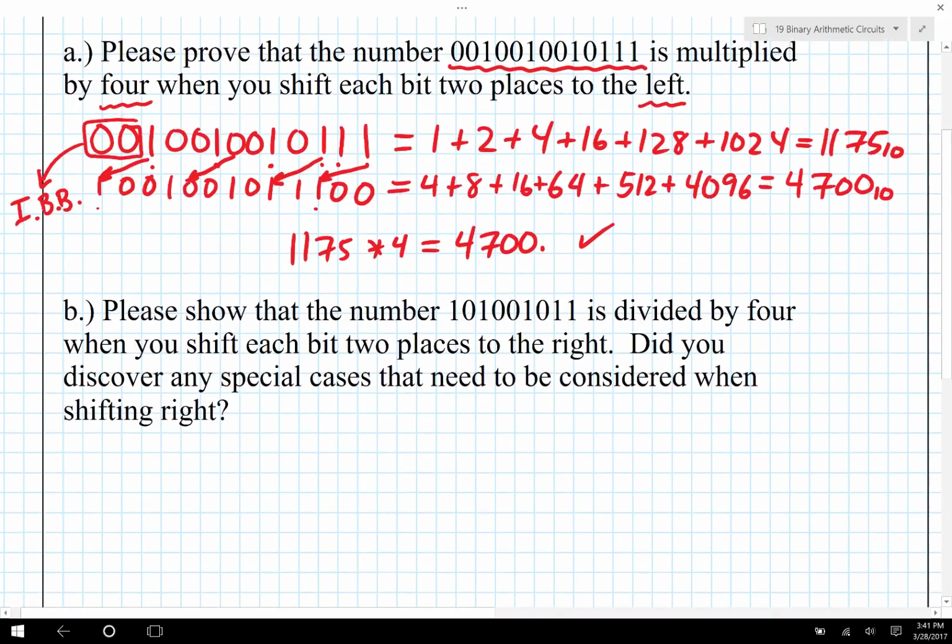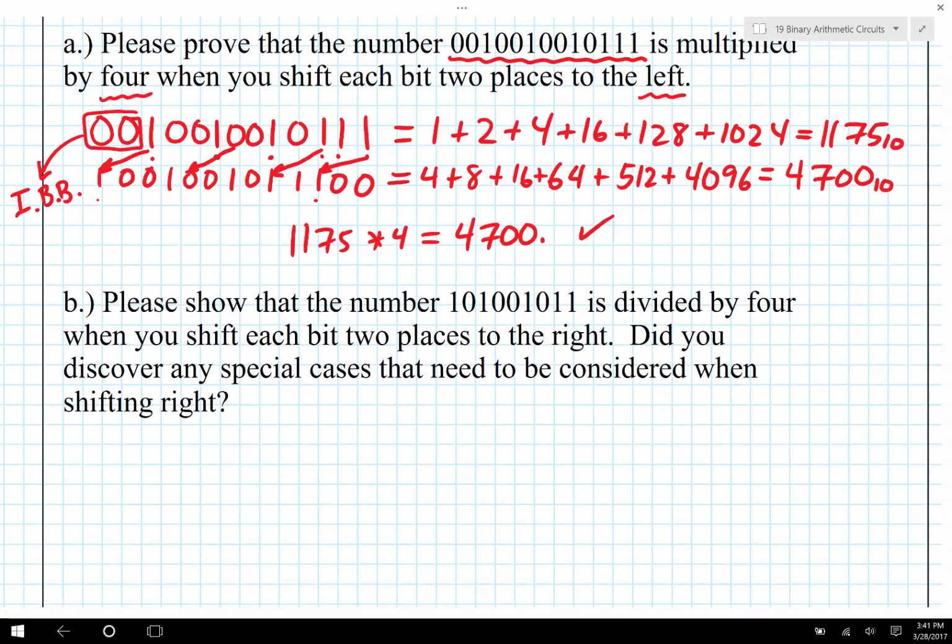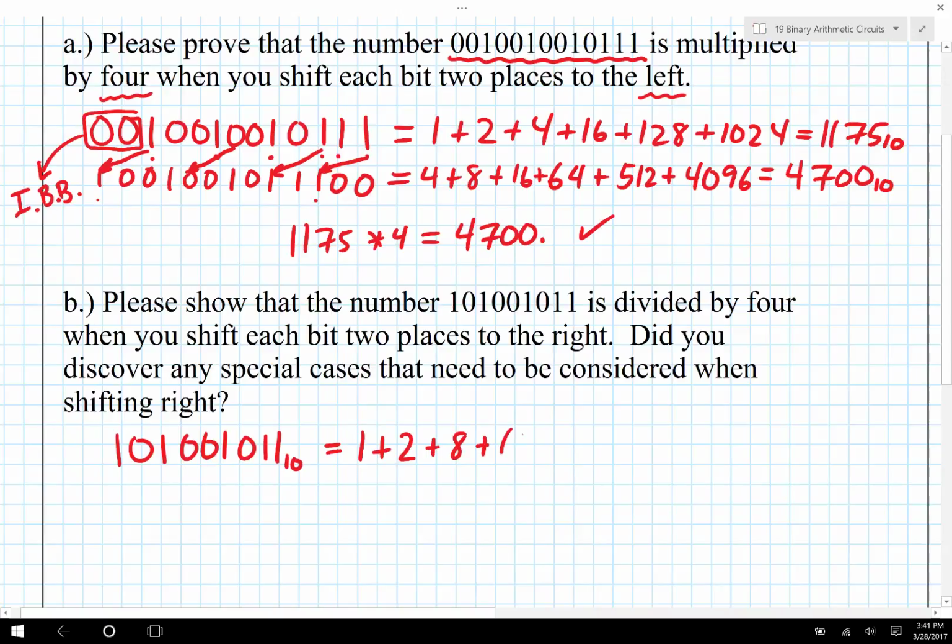Let's see if we shift to the right. Do we divide? I have a different number this time. I'm going to start out with 101, 001, 011. This is 1 plus 2, no 4, but there is an 8, no 16, no 32, but there is a 64, no 128, but there is a 256. That number works out to be 331 in base 10.